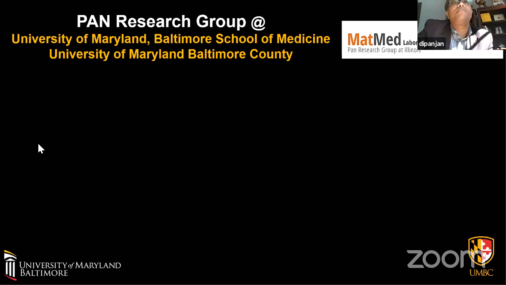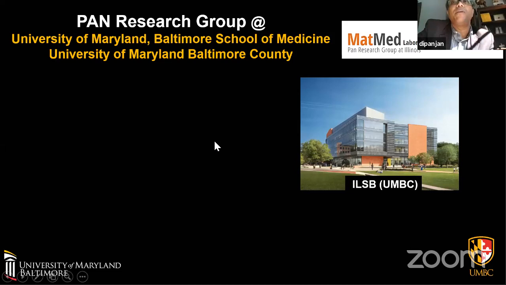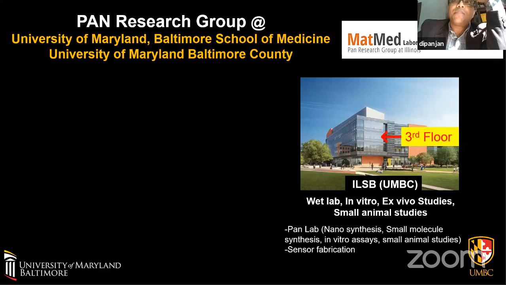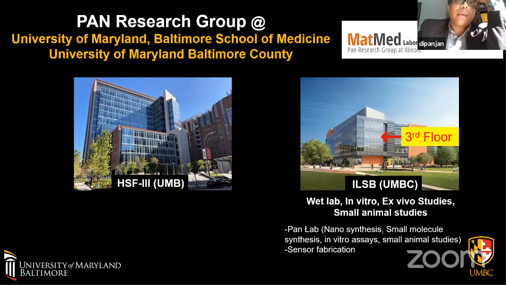So my lab, there are two labs right now. I can, just to give you a brief background, where we are. This is the University of Maryland, Baltimore County, where one of my labs is. It's a wet lab. In vitro, ex vivo, and small animal studies are typically done. Nanosynthesis, small molecule synthesis, and in vitro assays are performed. We're also located in downtown Baltimore on the 8th floor of the Health Sciences facility.